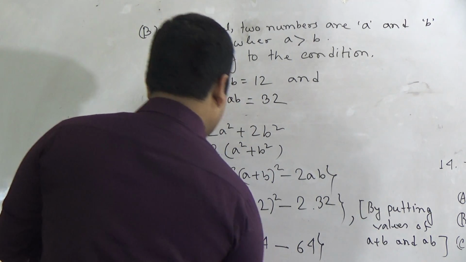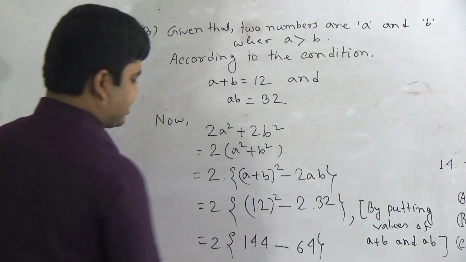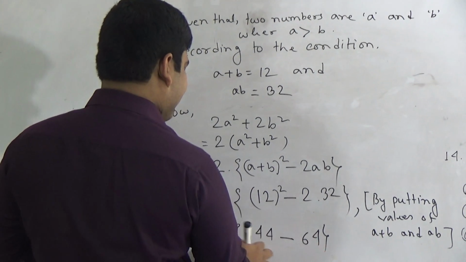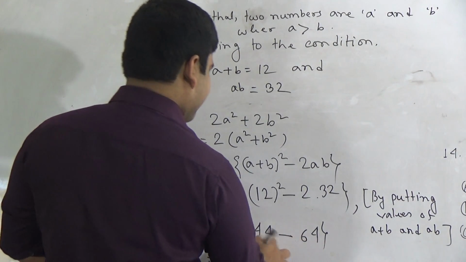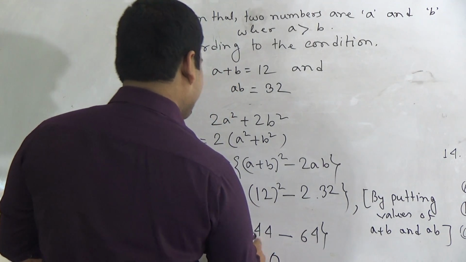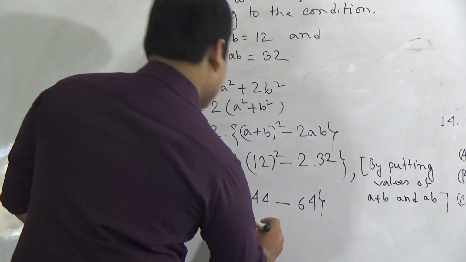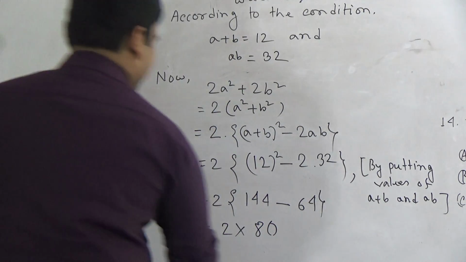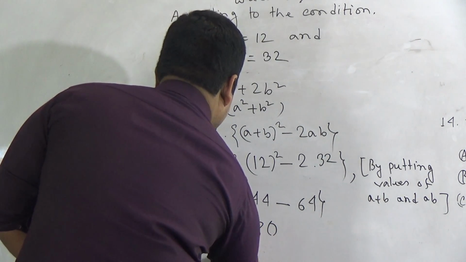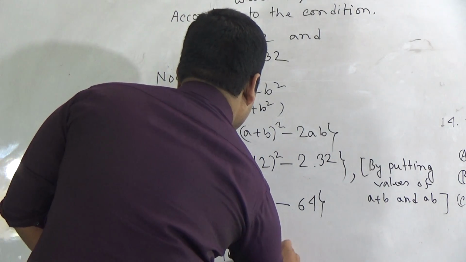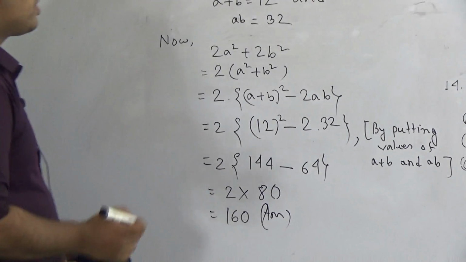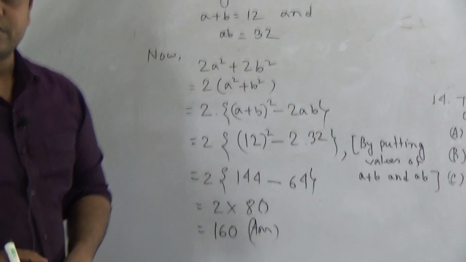Now we do multiplication with subtraction. If we subtract 64 from 144, then we get 80, 6 from 14 is 8. Now we do multiplication, 8 twos are 16. So 160 is the answer of this question. I hope you have understood.